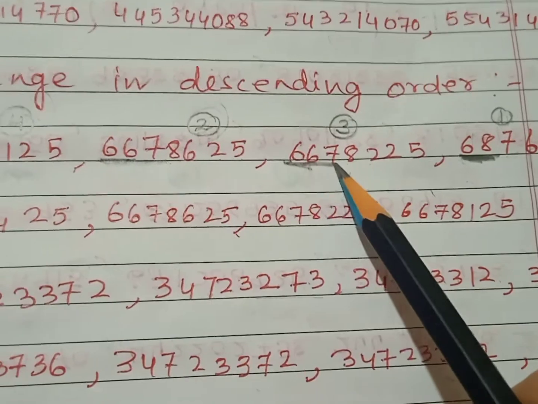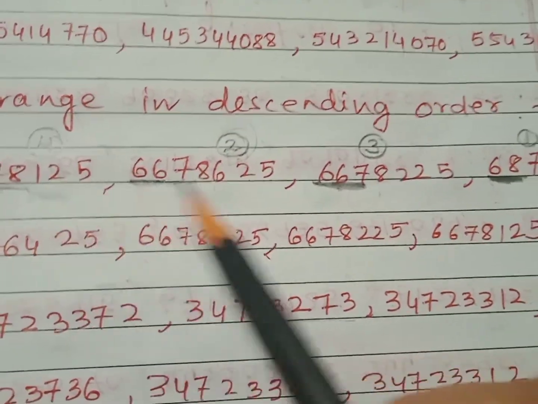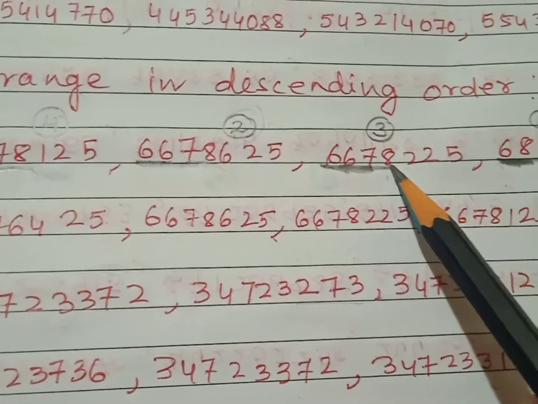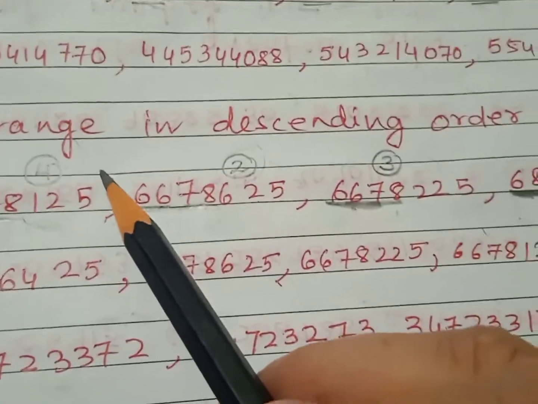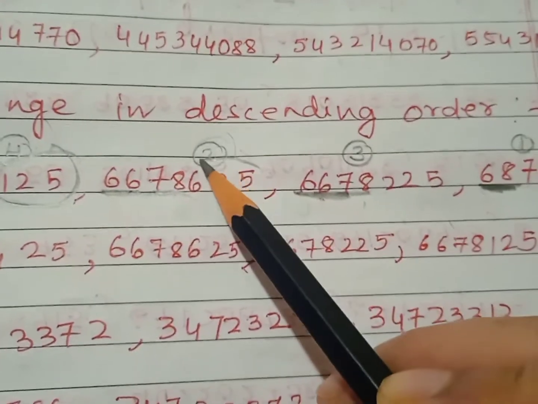So this is not helping me to decide. I'll go for the next digit as well: 6678, 6678 here also, 6678 here also. So they are the same till the first 4 digits. Then what will be the decider? The last 3 digits. Let us compare the last 3 digits.